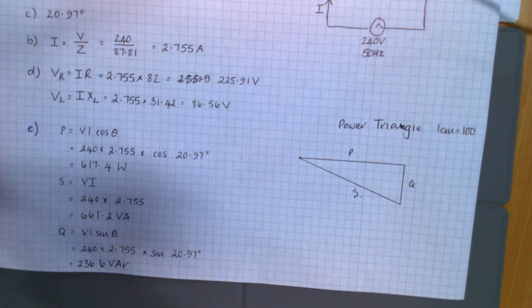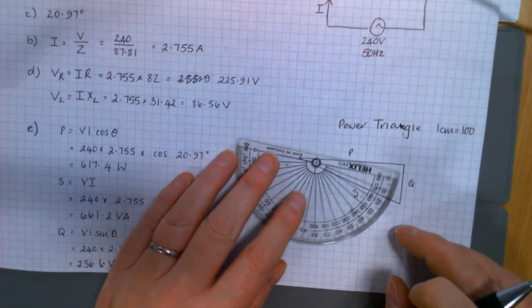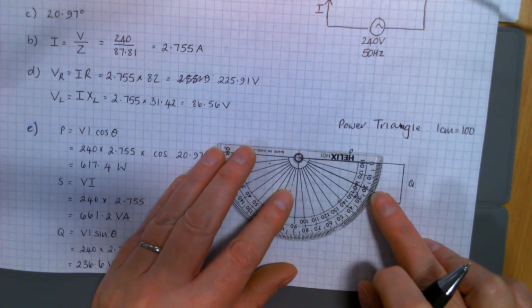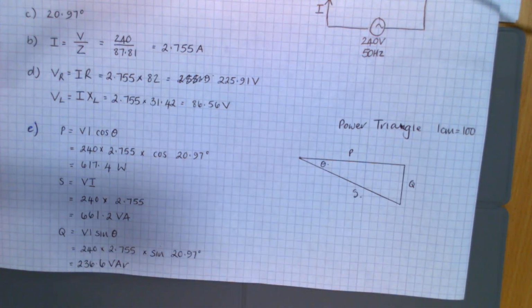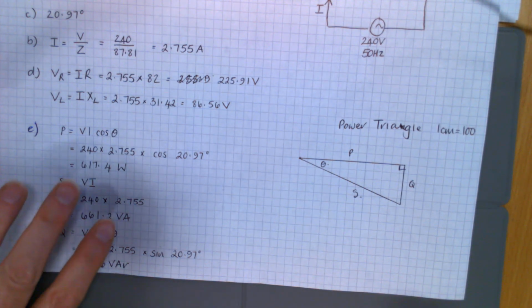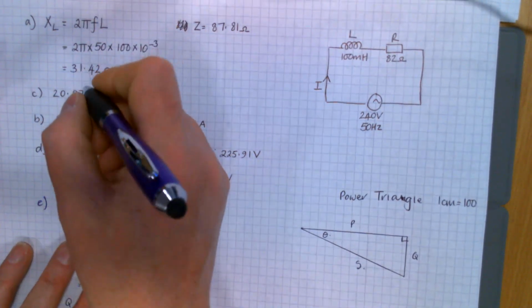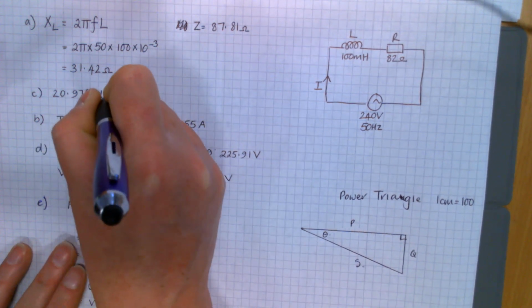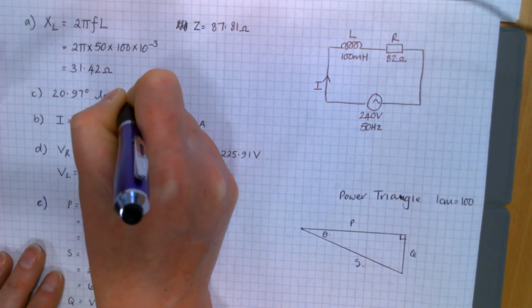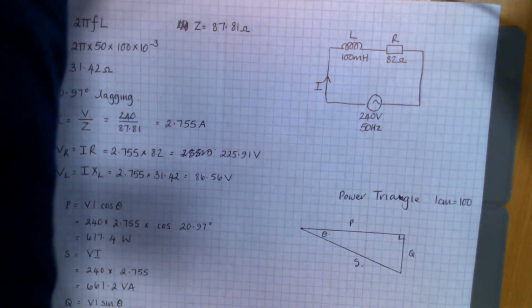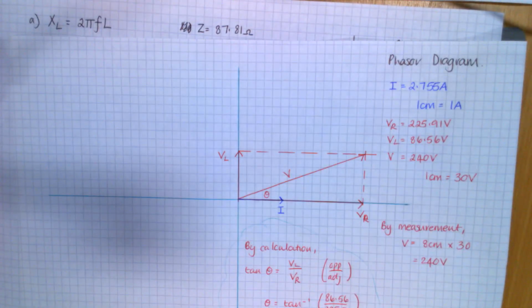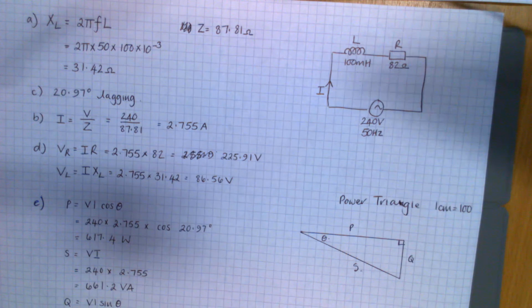And my phase angle should be the same. It should still be 20.97. That looks good. So that's just as a wee final check. Oh, and one last thing. That circuit phase angle, because it's an RL circuit, that should be a lagging phase angle. So it should, on all the calculations, your impedance phasor diagram and your phasor diagram. All done.